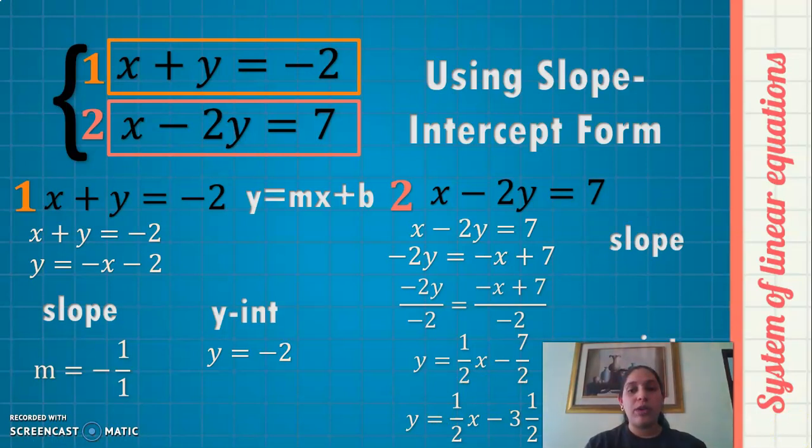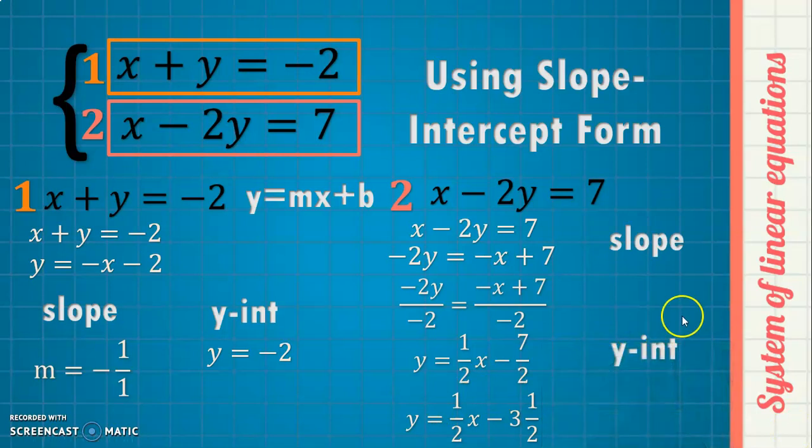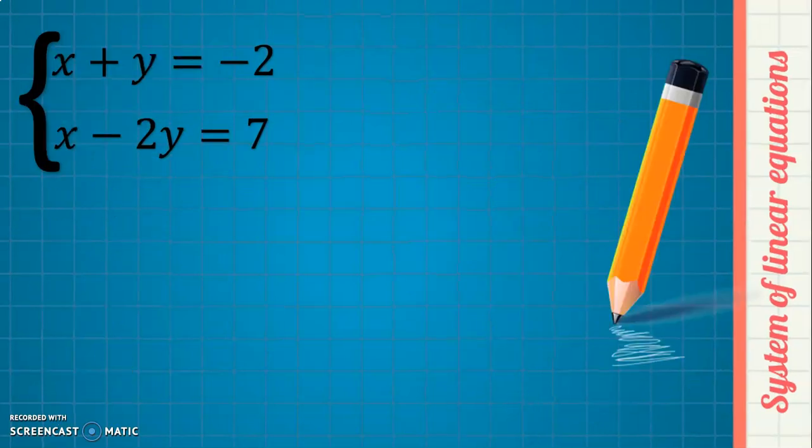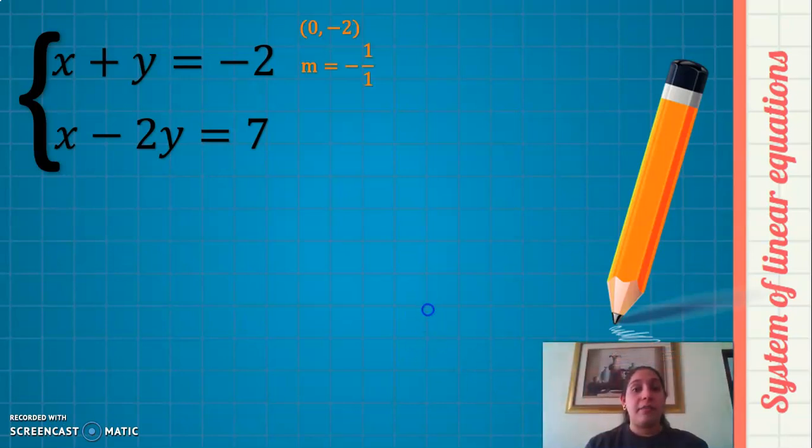So I need to define which one is my slope and which one is my y-intercept. My slope is the number next to the x, and it's 1/2. And which one is my y-intercept? Well, my y-intercept is this one, the one I have alone on here. It's negative 3 1/2. Okay, now that I defined which one is my slope and which one is my y-intercept, I'm going to graph it. I defined the values of my y-intercept and my slope for the number 1 equation and for the number 2 equation.